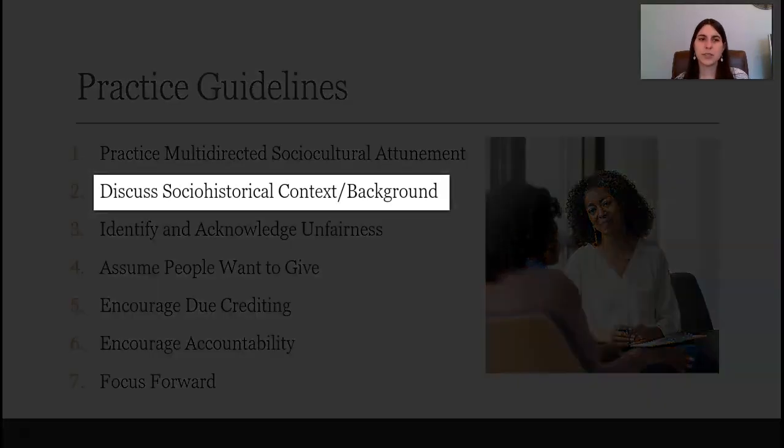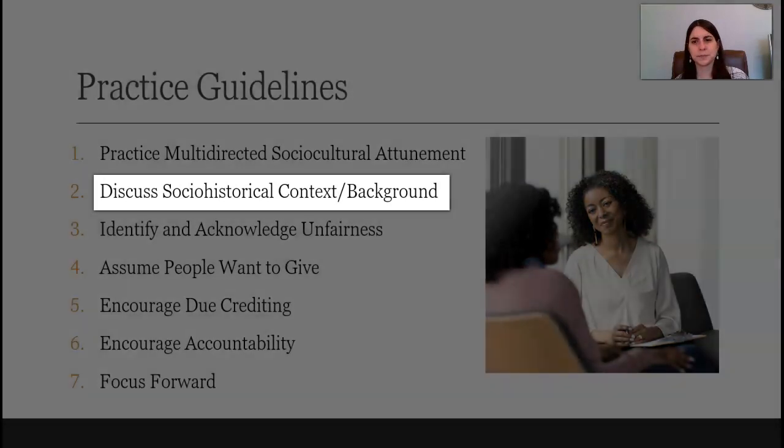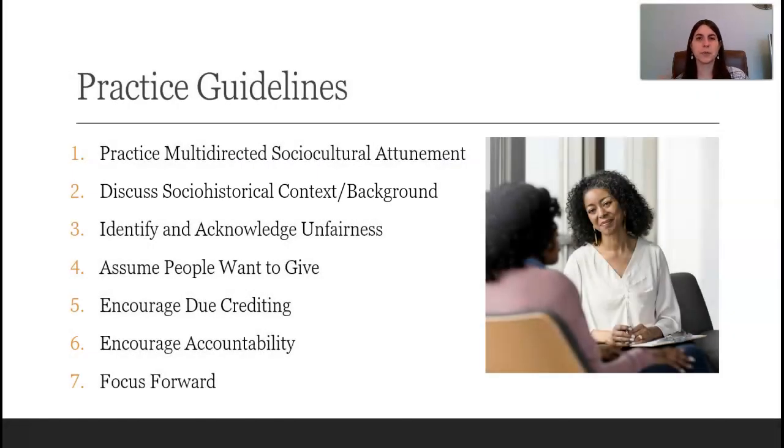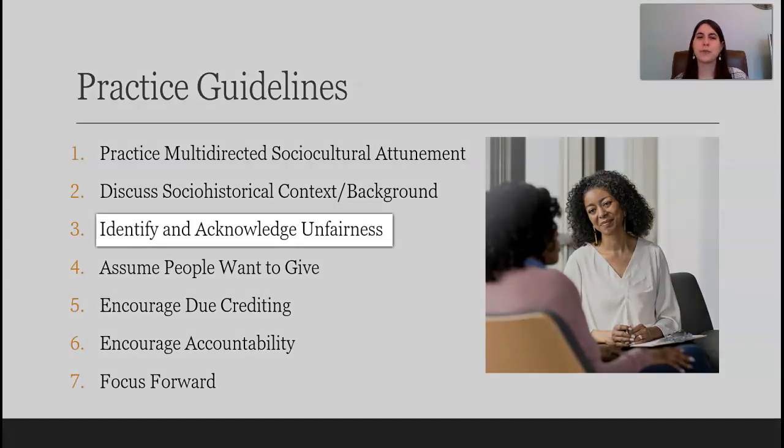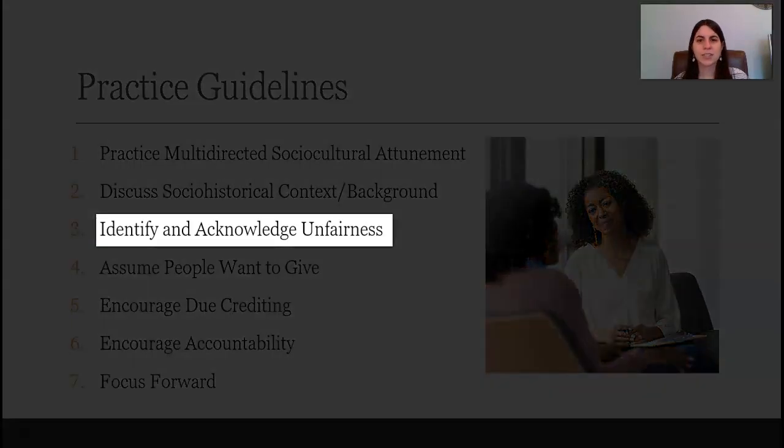Then you want to discuss the socio-historical context and background. So focusing on justice as a bridge between the past and the future, and then naming the socio-political context of family legacies. I said this in the other video, context matters, and nothing happens in a vacuum. So when you're looking at what's in front of you, you want to keep in mind, this was affected by years that preceded it, by people that preceded it.